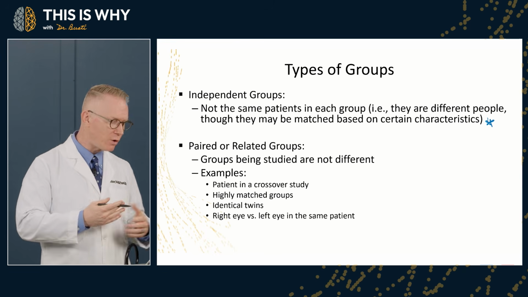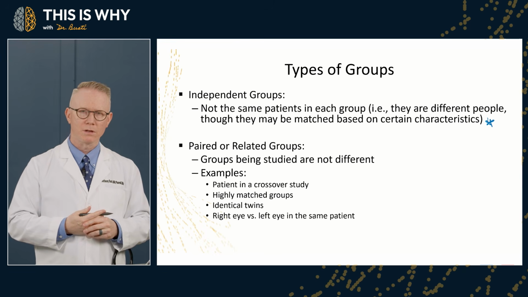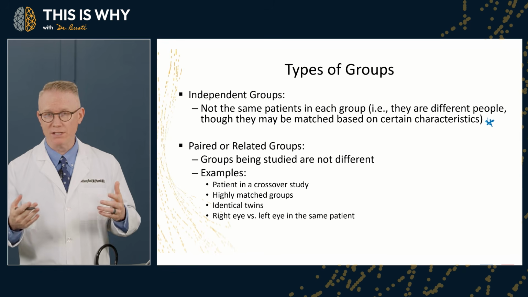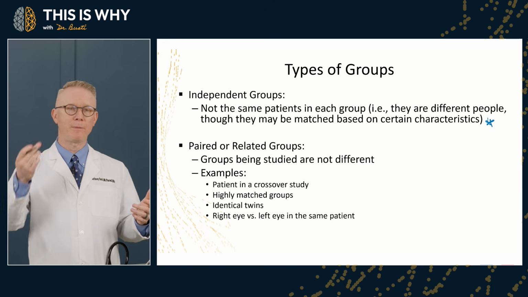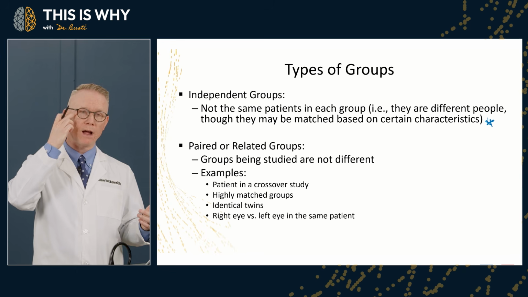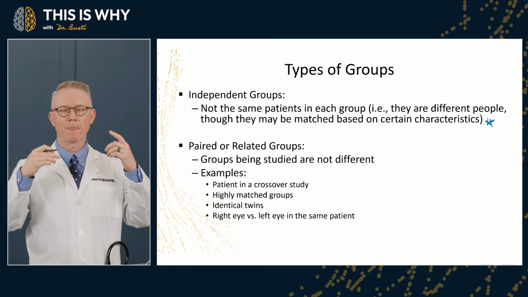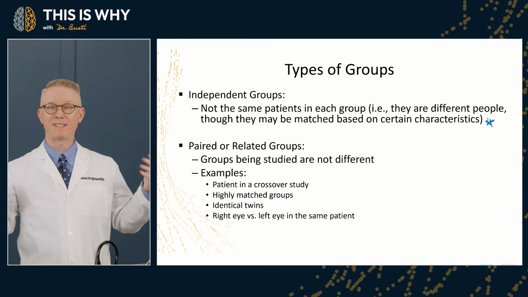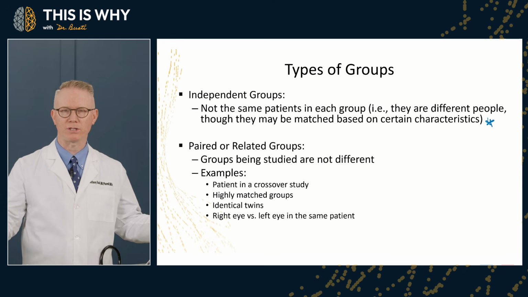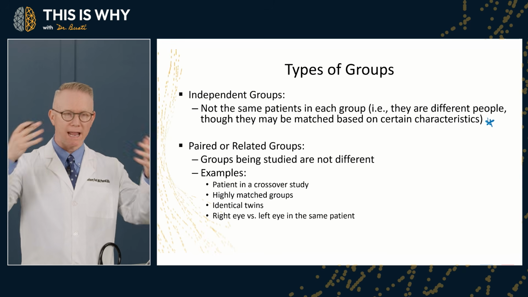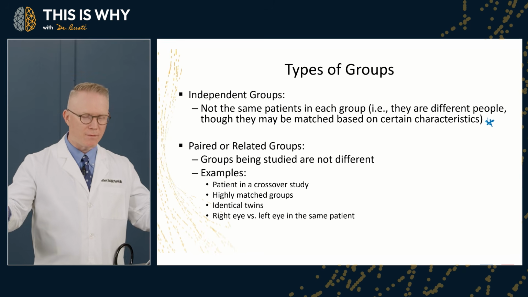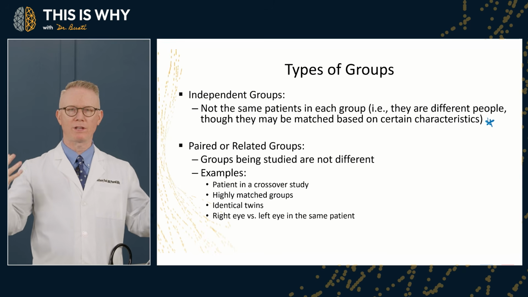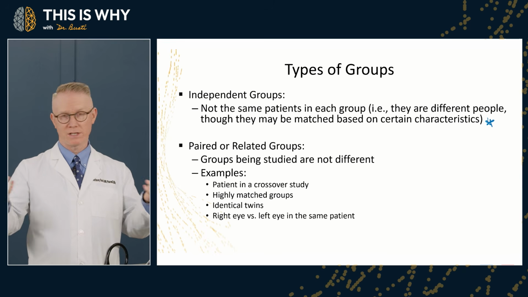Now, what about paired or related groups? Okay, now these are where the patients actually are not different. Let's say I put a medication in my right eye versus my left eye. Okay, well, I'm the same biological person, right? So my anatomy, my physiology, my immune system, my genetics, all are going to respond in the same way.